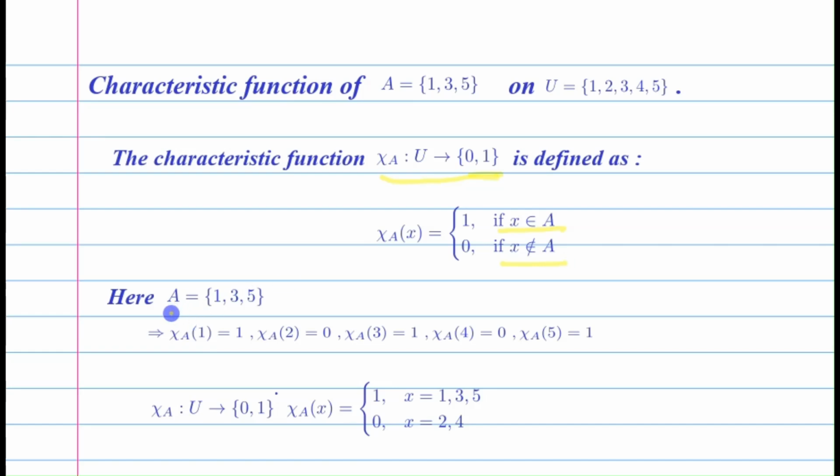So here, as A equals {1, 3, 5}, chi of 1 is 1, chi of 2 is 0, chi of 3 is 1, chi of 4 is 0, and chi of 5 is 1. So chi of A from U to {0, 1} is 1 when x equals 1 or 3 or 5, and 0 when x equals 2 or 4.